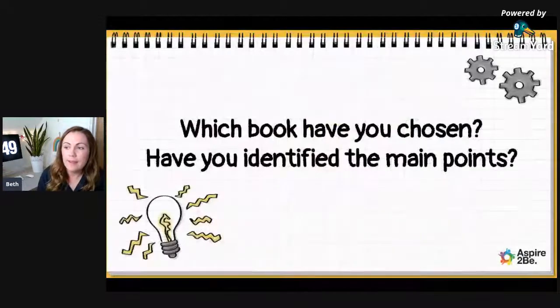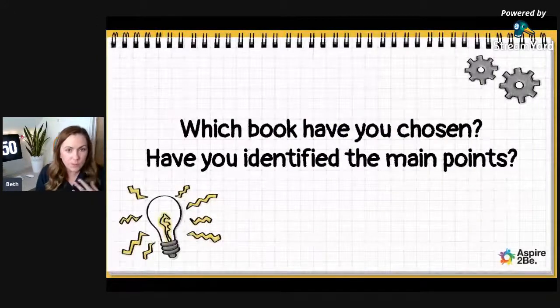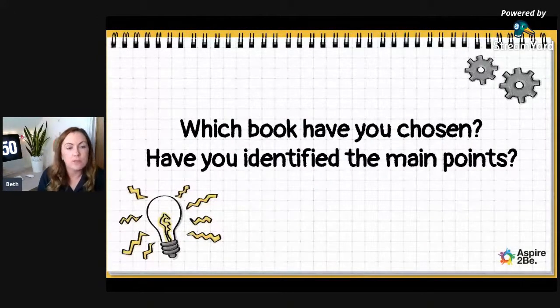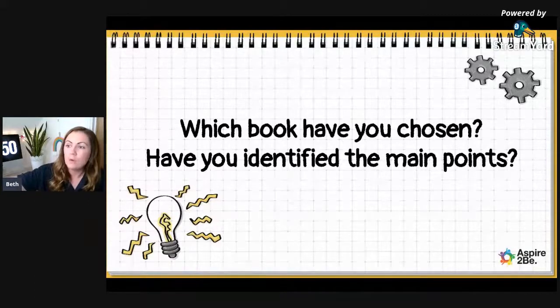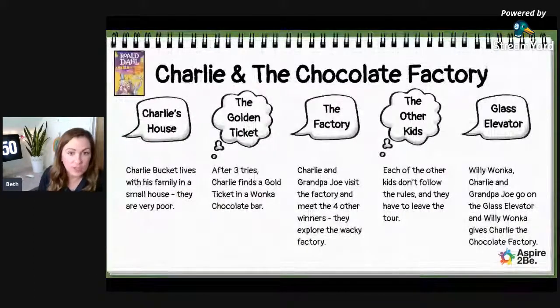And then this is interesting. It says, which book have you chosen? This is how I introduced sketchnoting to the children in my class. And we focused on stories, because stories are really good for children to visualize, okay? And they could pick out the key points in the story, okay? So we looked at Charlie and the Chocolate Factory.